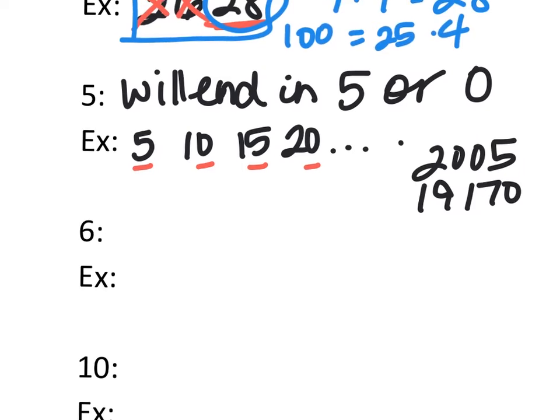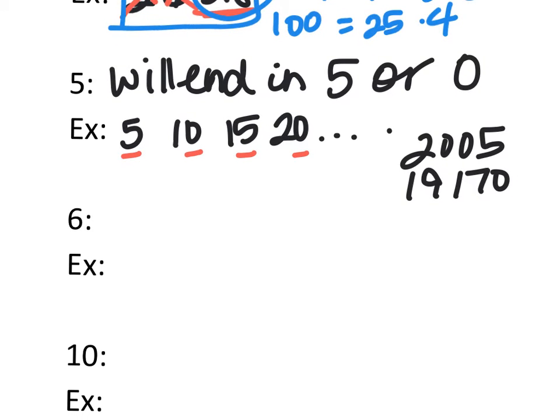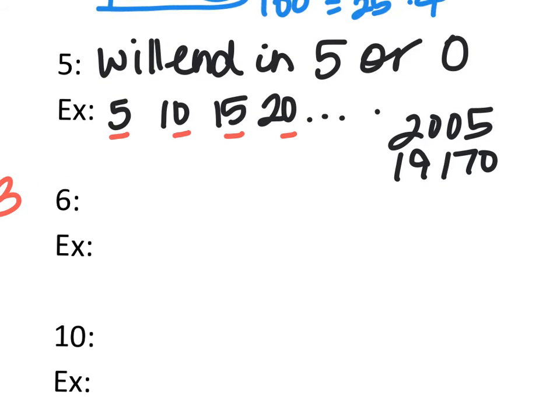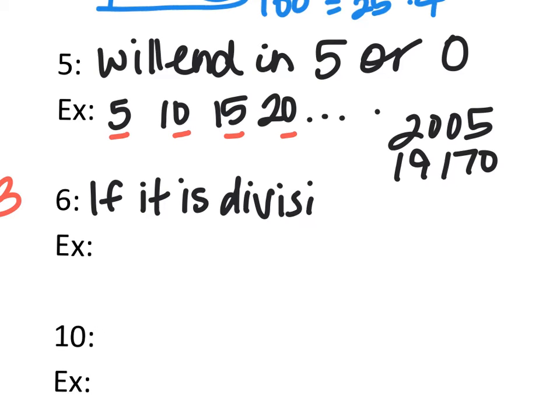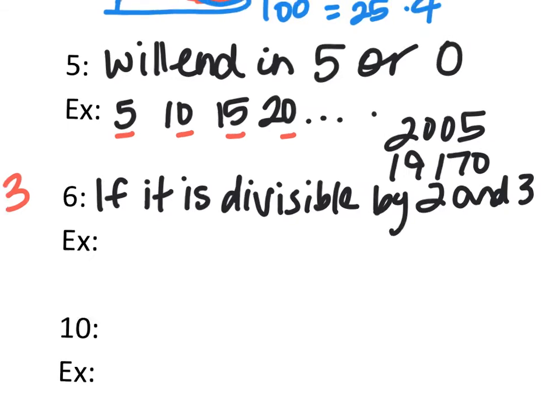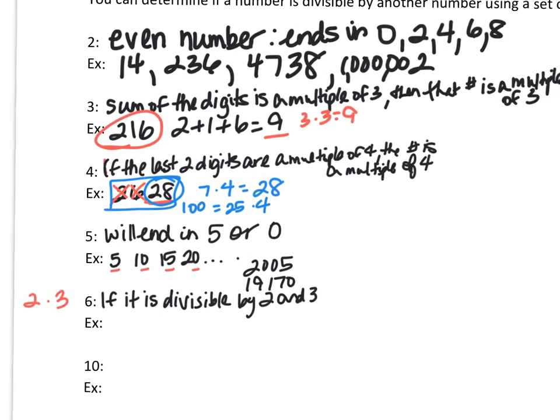Okay? All right, 6. 6 you got to think about a little bit. But let's just think about what is 6? What makes up 6? So two numbers that you can multiply together to get 6 are 2 times 3. So for 6, the rule is if it is divisible by 2 and 3. So in order to decide that, you're really going to look at both of the rules you talked about up here.